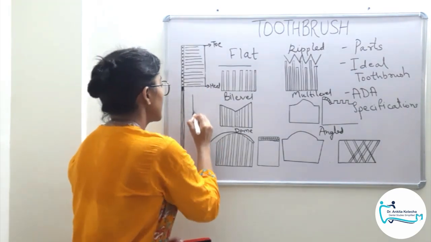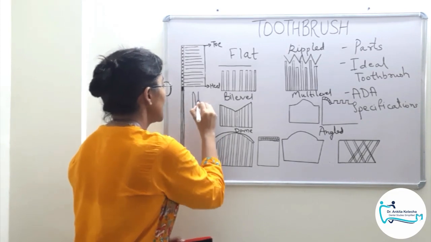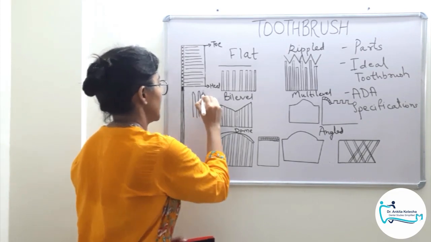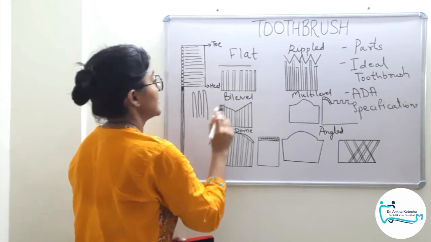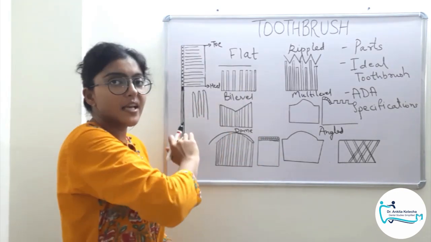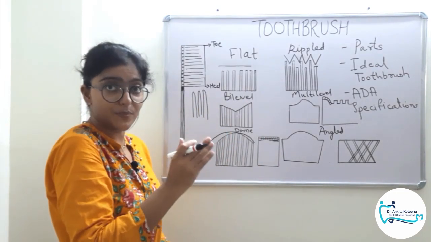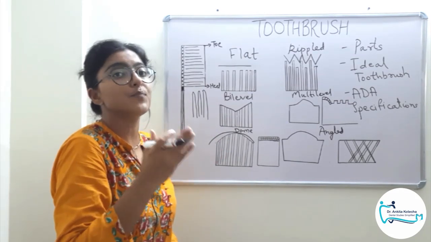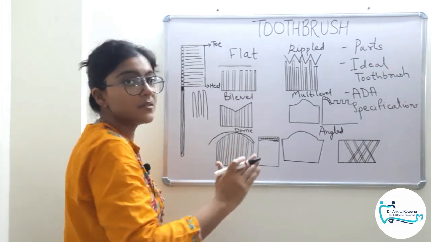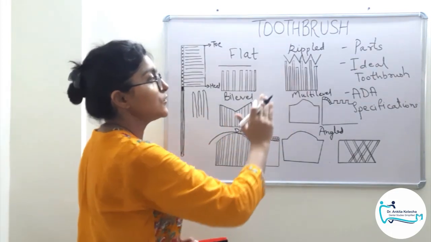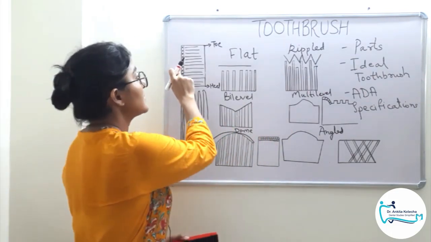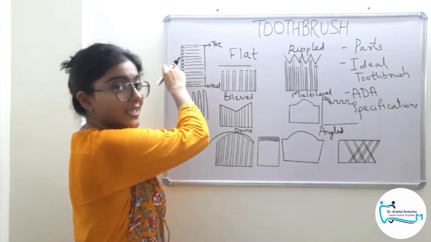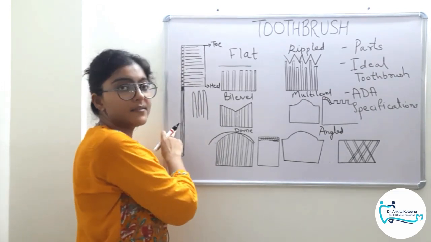That is, they should be rounded at the end so as to avoid soft tissue injury. And the last point is the bristle pattern. Be it any pattern, the pattern of the bristle arrangement must enhance the cleansing of marginal and proximal tissues. Clear?